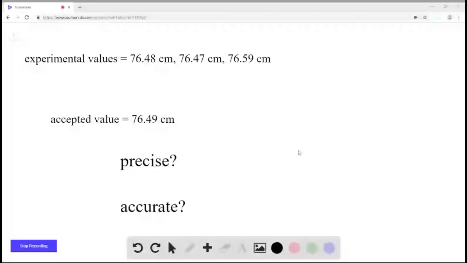Okay, so you have an object that you measured 3 times. And so you measured it 3 times and you got 3 different experimental values. You got 76.48, 76.47, and 76.59 centimeters. So the accepted value, or the actual length, is actually 76.49 centimeters. So what this question is asking is, if you measured these values, are they accurate and are they precise?